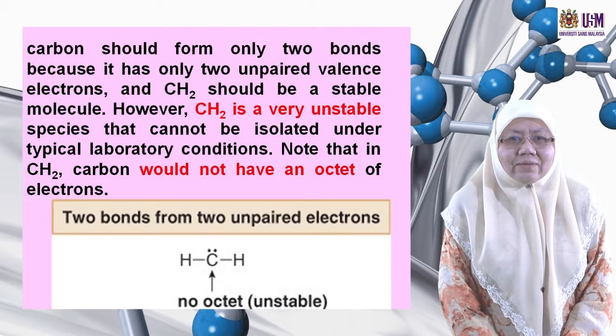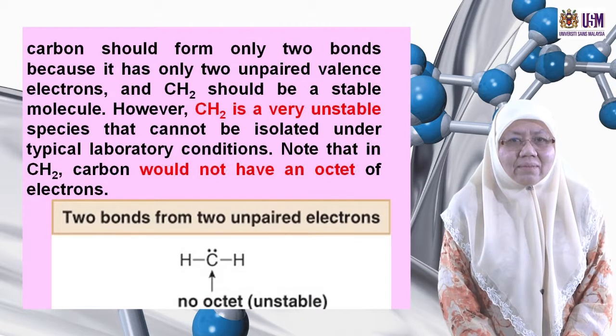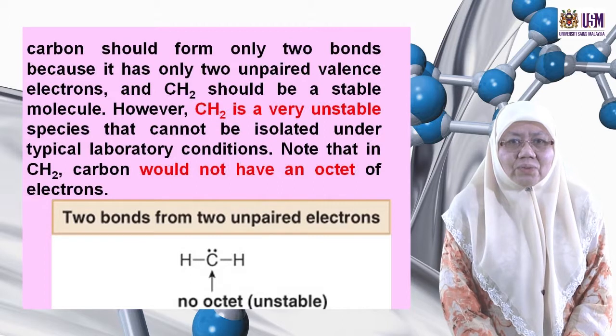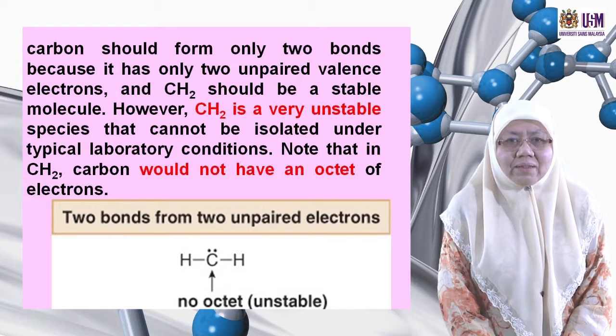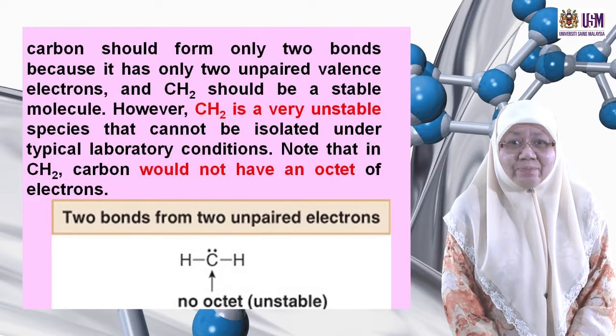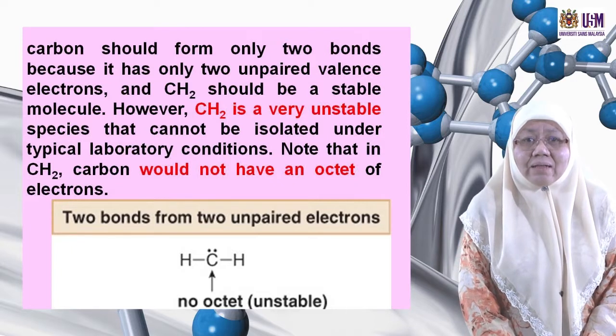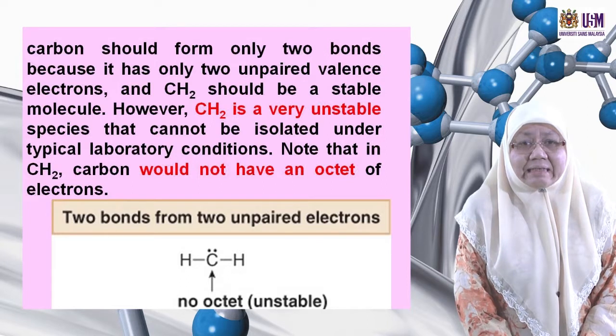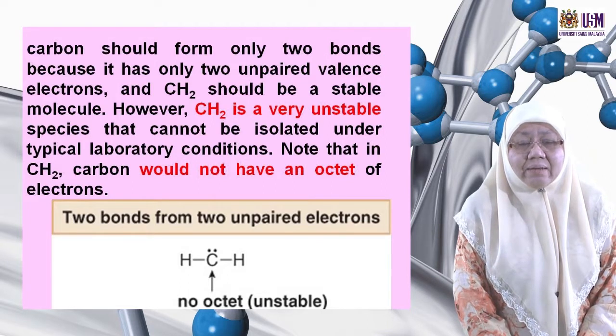If we look at the ground state of the carbon atom, it would only form two bonds because it has only two unpaired valence electrons, and CH2 should be a stable molecule. However, CH2 is a very unstable species that cannot be isolated under typical laboratory conditions. Note that in CH2, carbon would not have an octet of electrons, and we see only two bonds can be formed from two unpaired electrons.